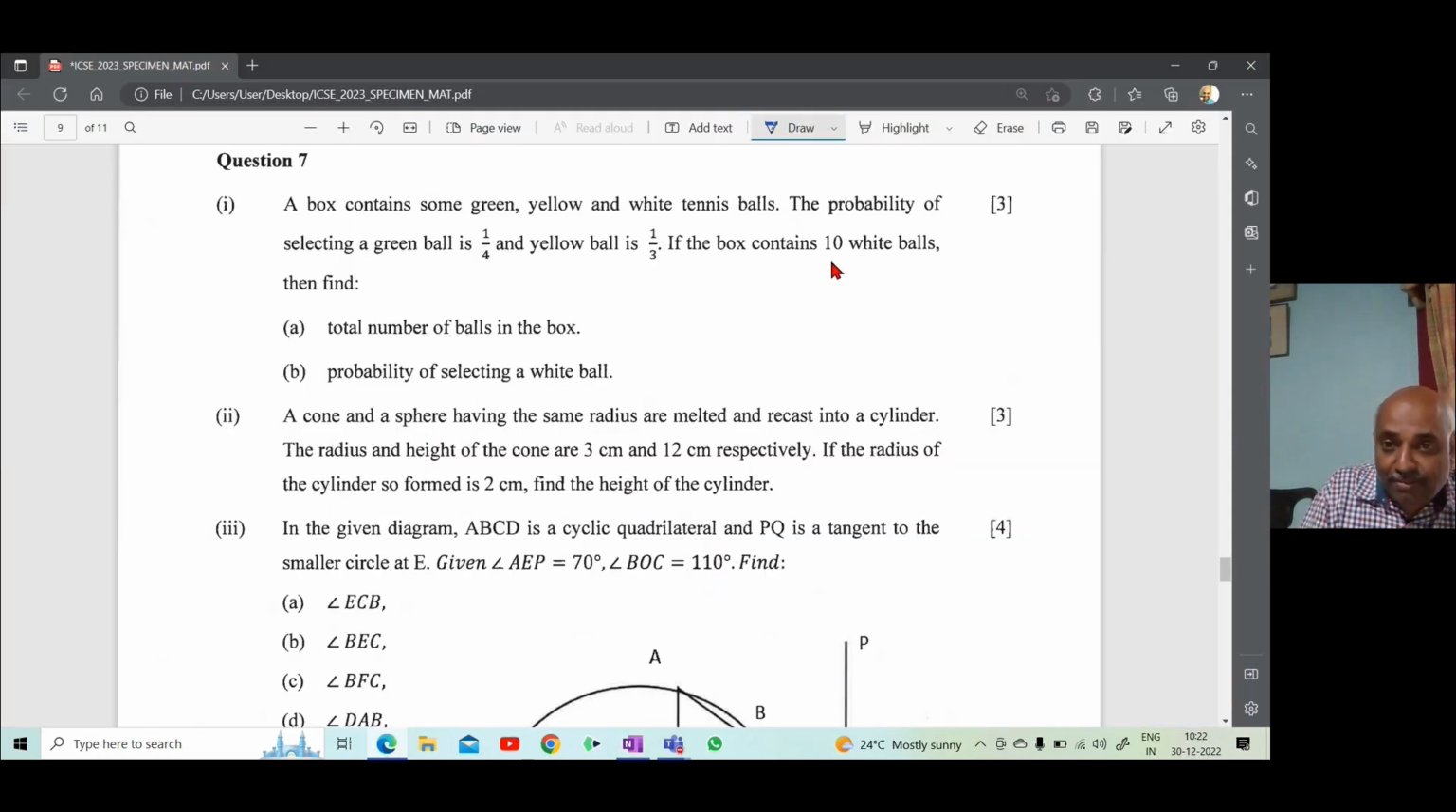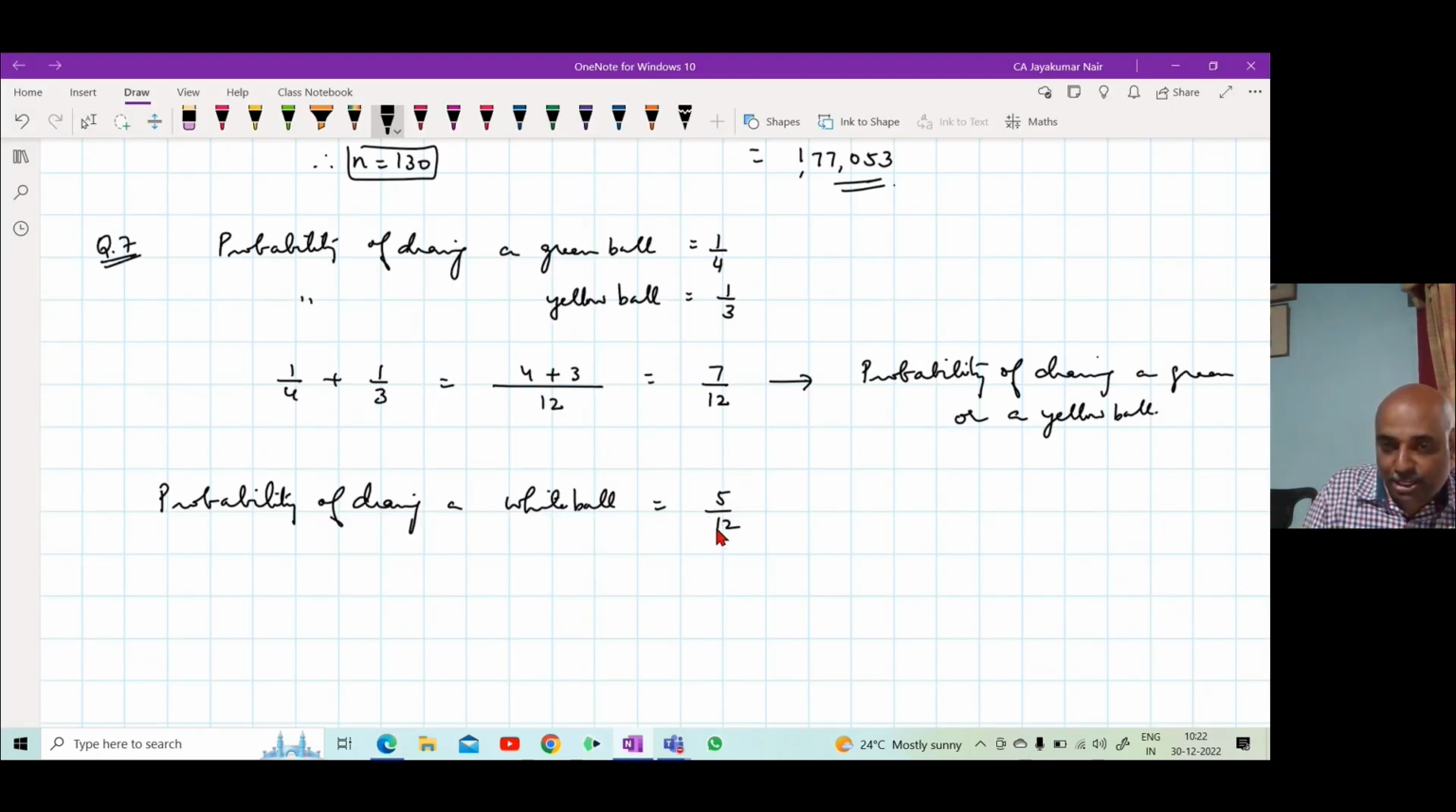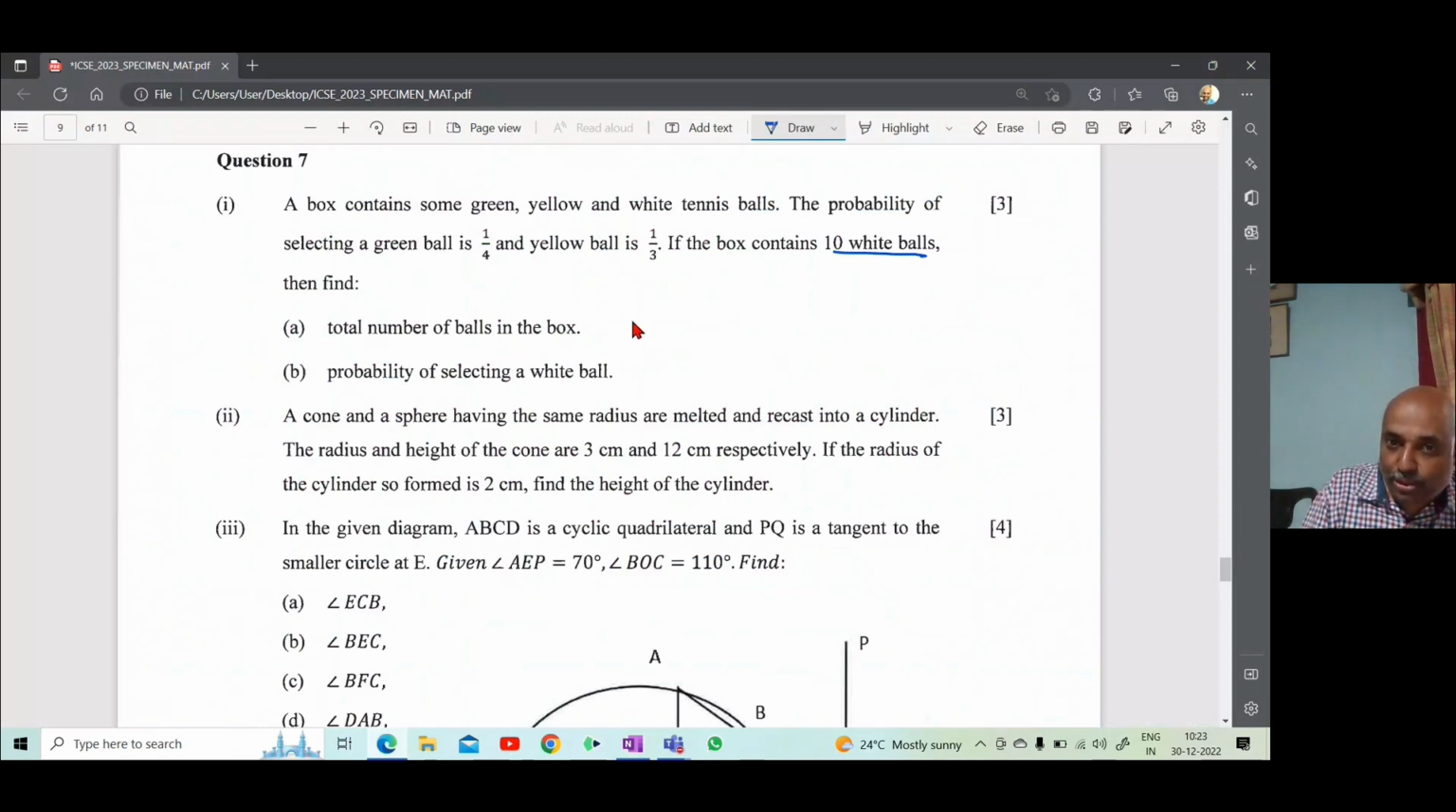But the question says that you have 10 white balls. So this is the probability of drawing a white ball, and they are saying that you have 10 white balls. That means 5 into what will give you 10? It is 2. So you multiply the denominator also by 2, you get 24. So there are 10 white balls and the total number of balls in the box will be 24. The probability of selecting a white ball will be 10 out of 24, which is 5 over 12. This is your answer.